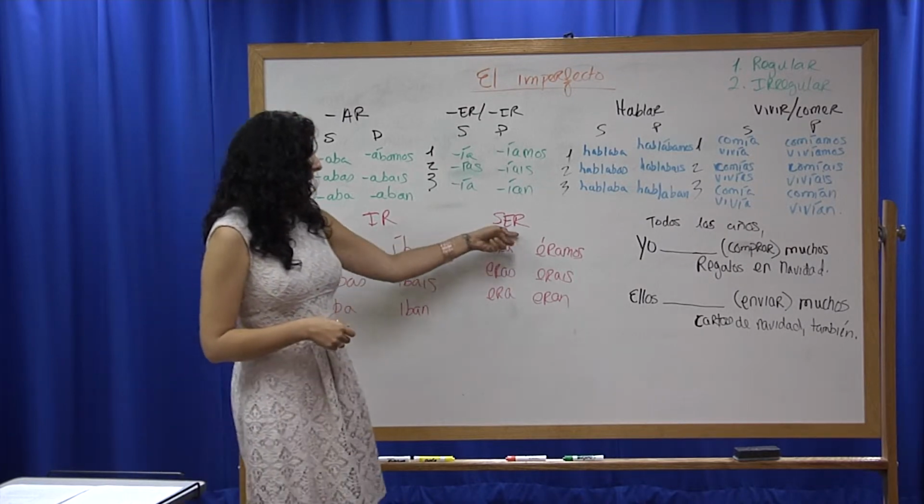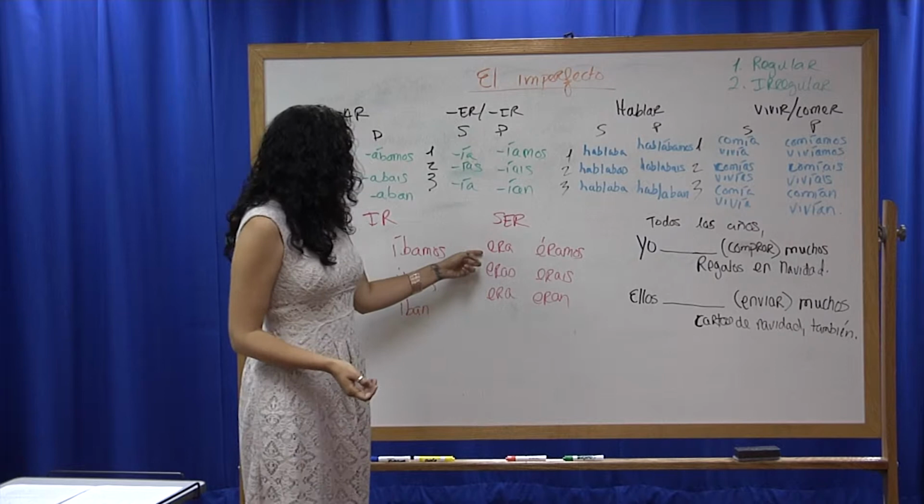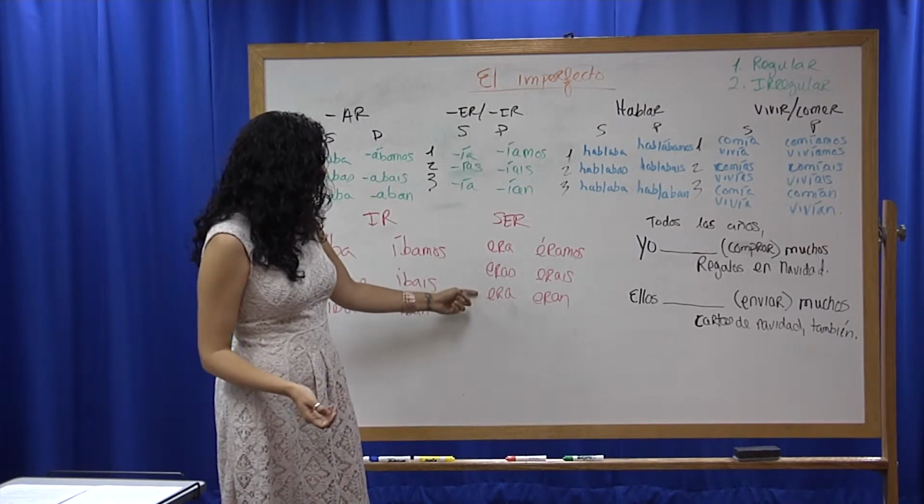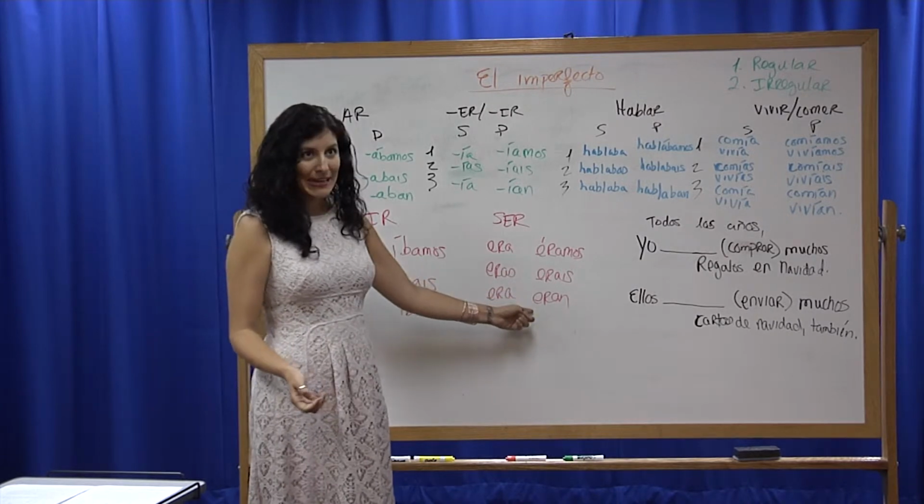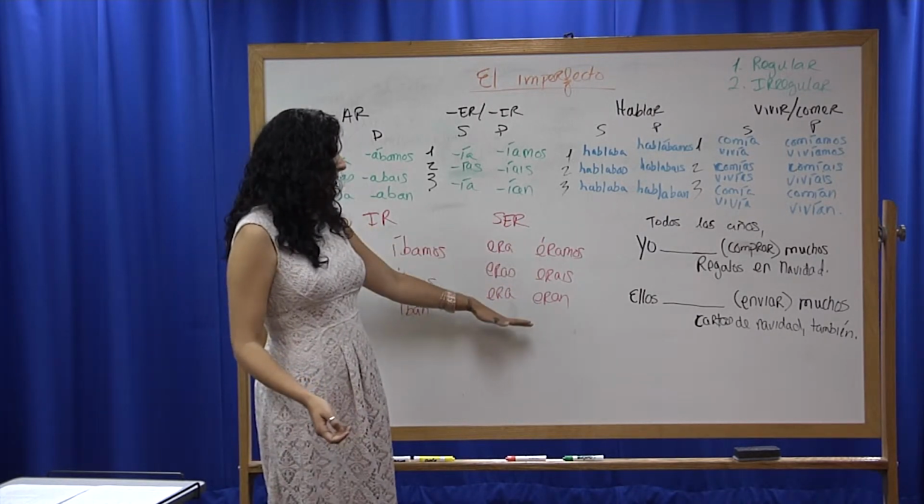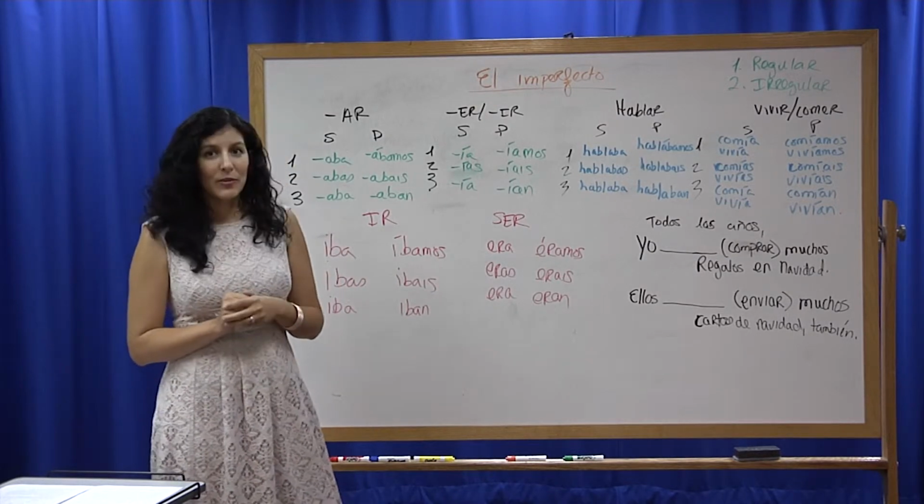Now here we have ser, and ser is also always irregular. And here we have another example, right? Yo era, tú eras, él era, nosotros éramos, vosotros erais, ellos eran. Okay, so this would also be the irregular conjugation of ser in the imperfect.